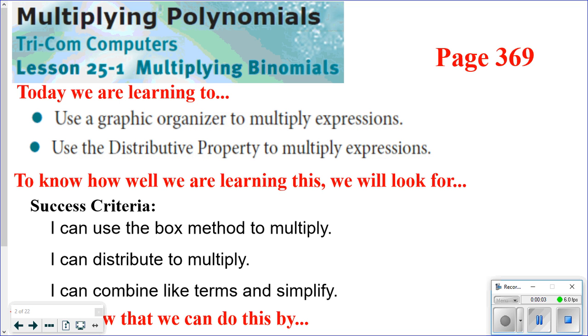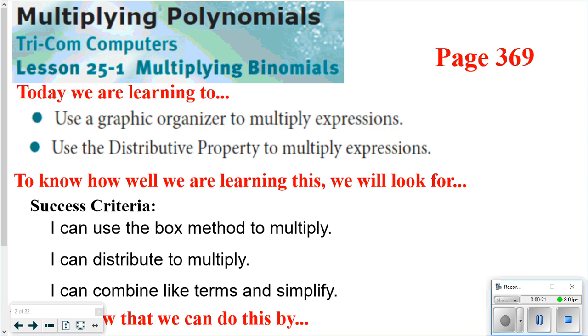Welcome back. Open your books to page 369. We are starting a new activity today. So we're in activity 25. Lesson 25.1 is all about multiplying binomials.